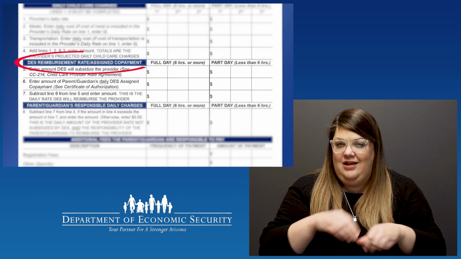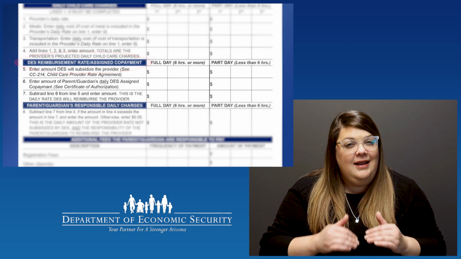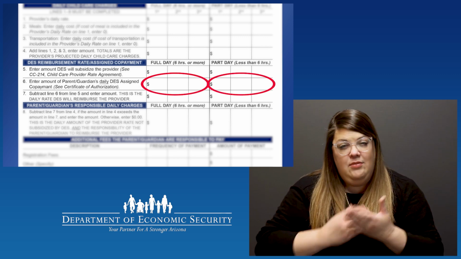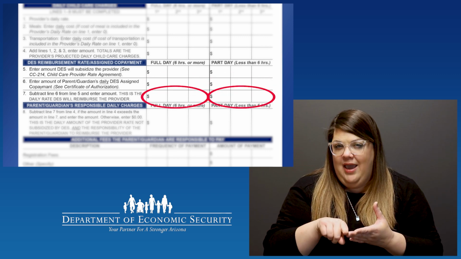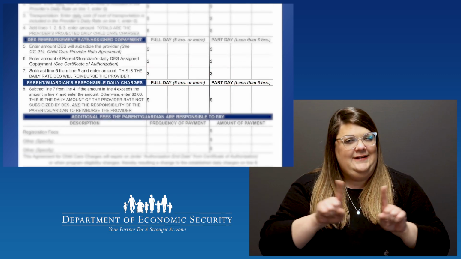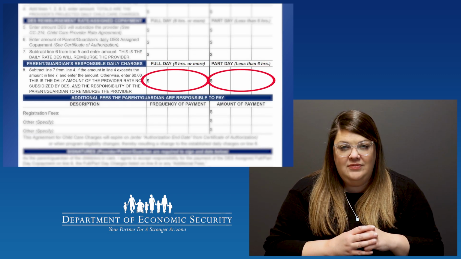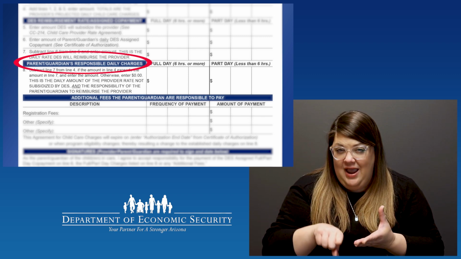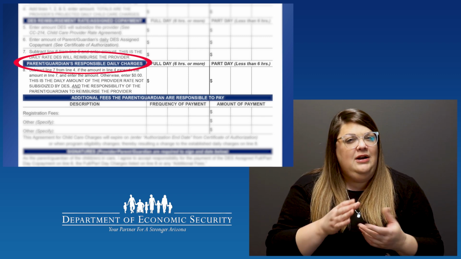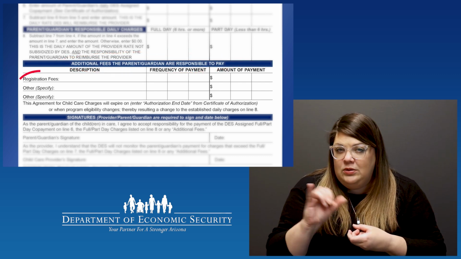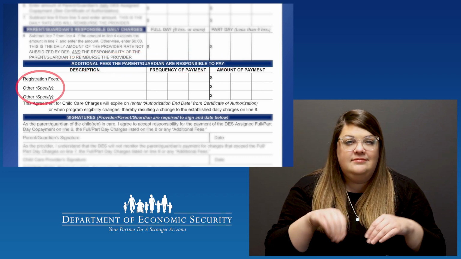Next, add the DES reimbursement information. Enter the full day and part day rates along with the copayment amounts. Subtract the copayments from the rate amount and enter the difference in the final row of the section. List any additional fees the parent or guardian is responsible to pay in the Parent Guardian's Responsible Daily Charges section as applicable. Examples of additional fees may include things like registration fees and supplies.